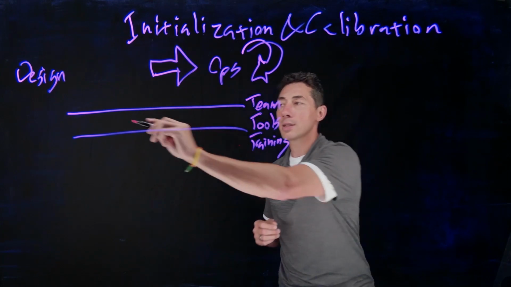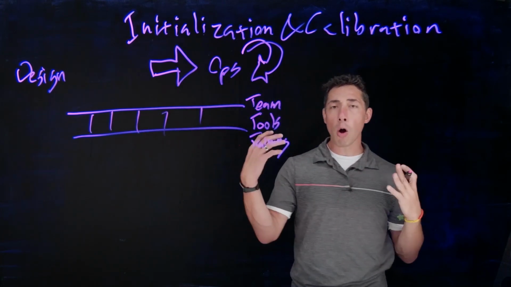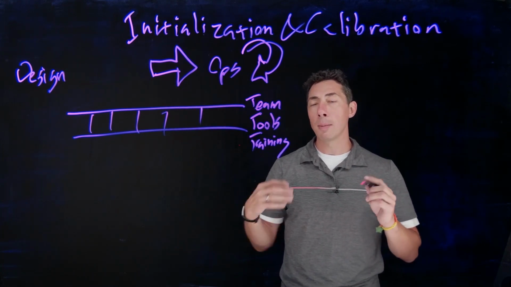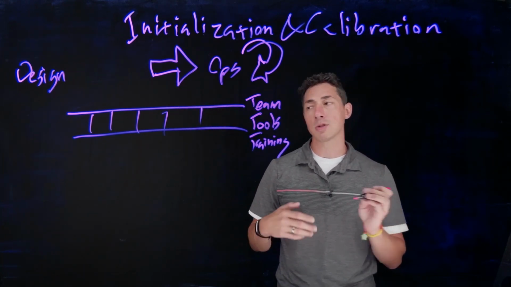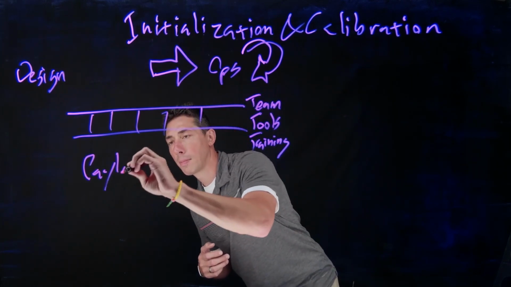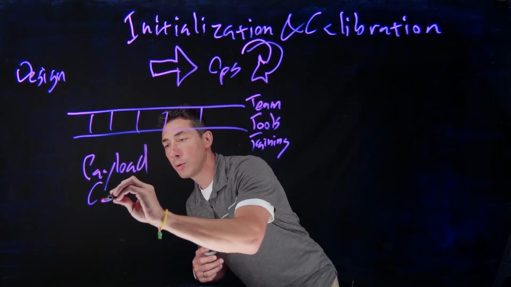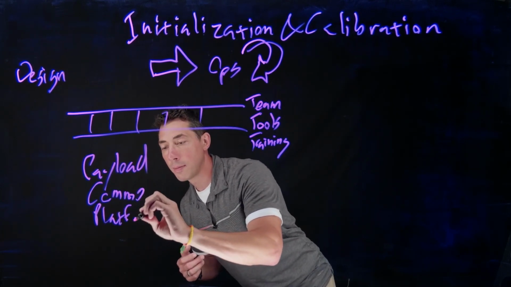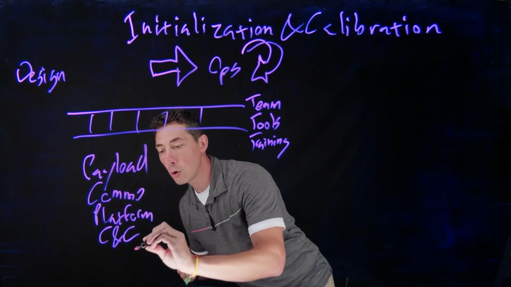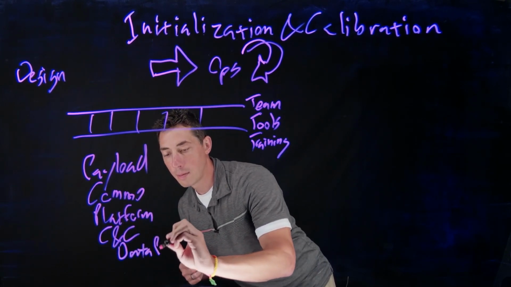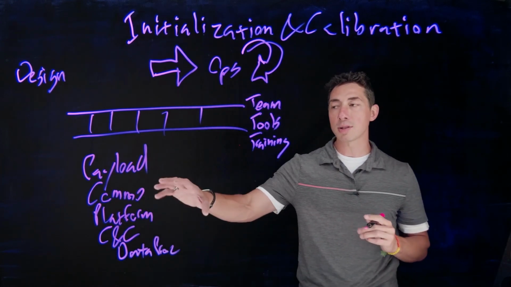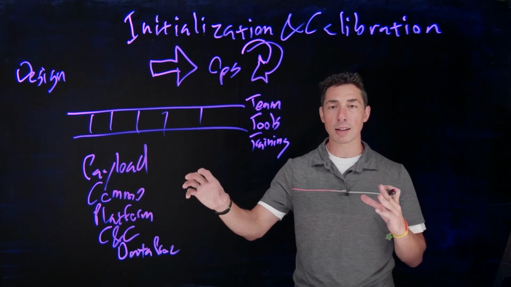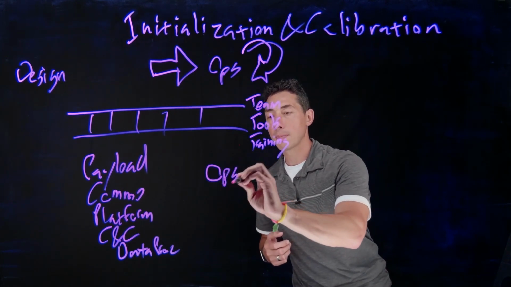And throughout this process, you're going to have all of these regular exercises to get ready for that big initialization event. Because you've got all of these different subsystems. You've got your payload, you've got your comms, you've got your platform, you've got your command and control, you've got your data processing. You've got all of these different subsystems, and the folks that are going to be responsible for making sure all of these different pieces are working together well are going to be your ops team.